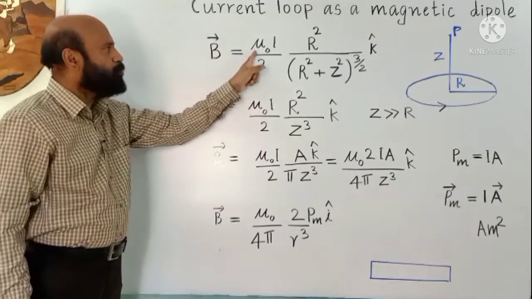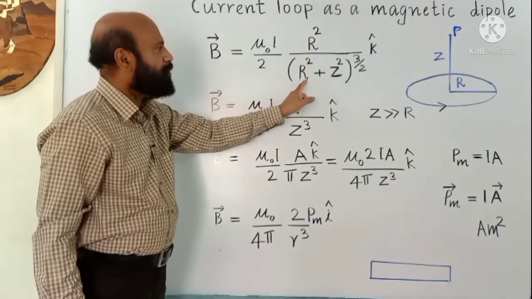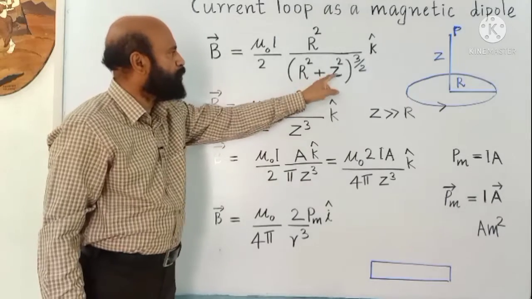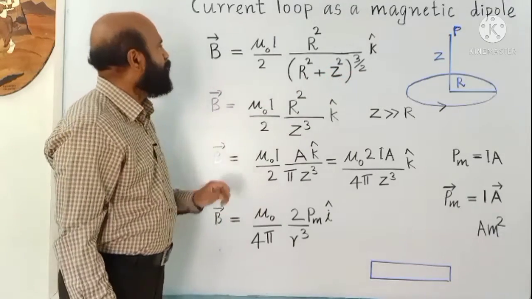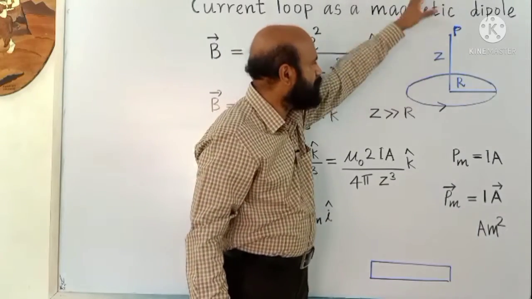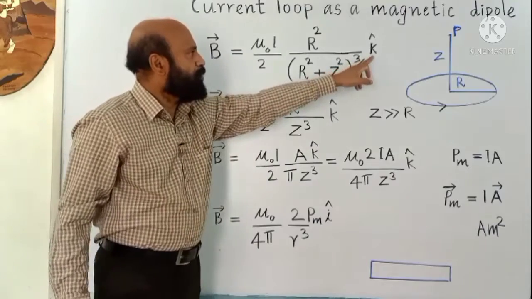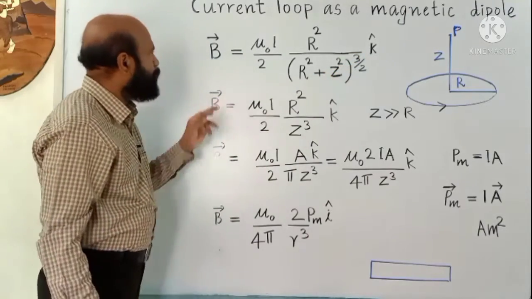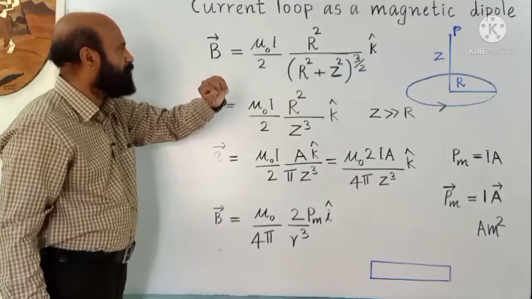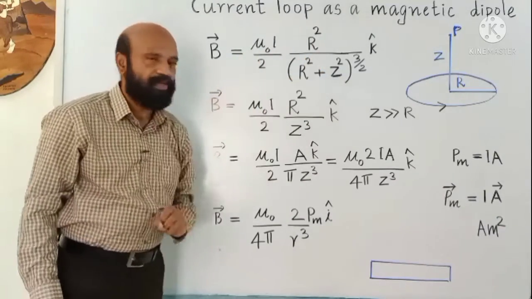B vector is equal to mu 0 I R square divided by 2 times R square plus Z square all raised to 3 by 2. Magnetic field is a vector quantity and it is acting along the Z axis, so it's given by unit vector. So magnetic field depends on the current, the distance, and the radius of the coil.